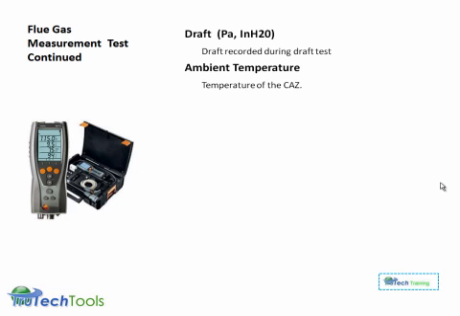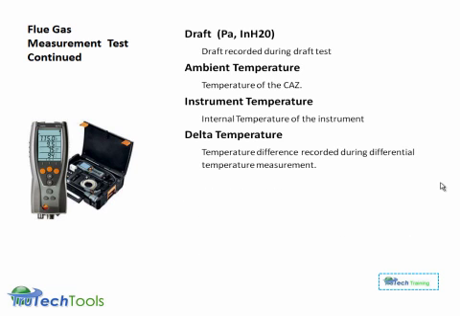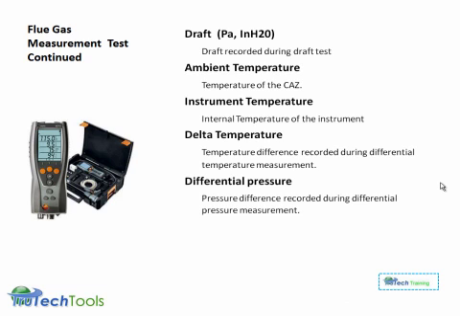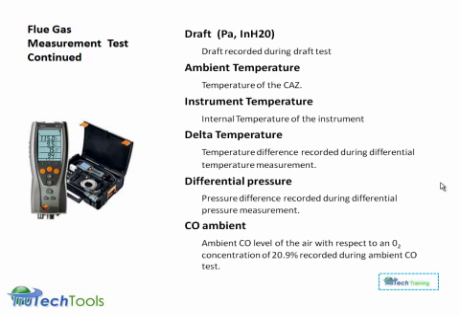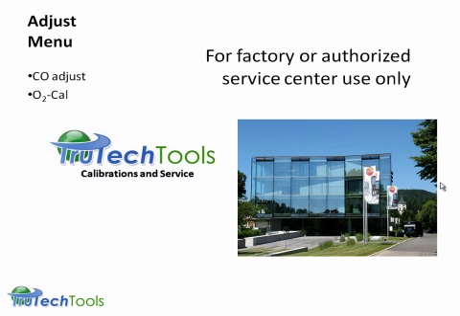Ambient temperature is a temperature of the combustion air zone, or if you're using an accessory probe, the temperature with the accessory probe. Internal instrument temperature is the internal temperature of the instrument, and they do some temperature compensation in there, so they have an internal temperature sensor. Delta temperature or differential temperature is a temperature difference recorded during differential temperature measurement. Differential pressure is a pressure recorded during differential pressure measurement. And then CO ambient is the ambient CO level with respect to an O2 of 20.9% recorded during the ambient CO test.